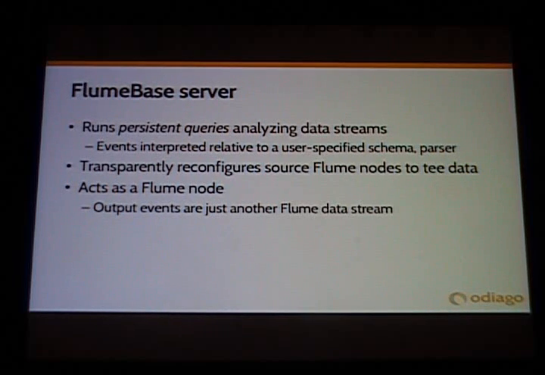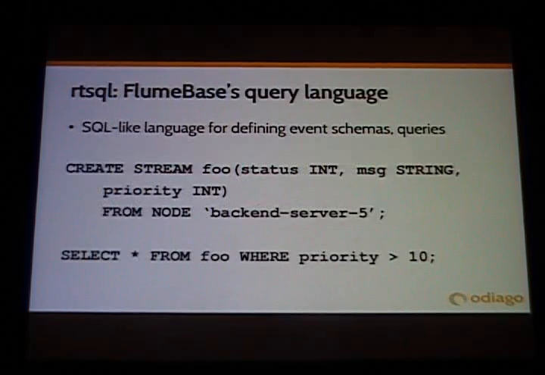When we need to pull in more source data from different Flume sources, the FlumeBase server will transparently go to the Flume nodes that are providing that information and reconfigure them to send their output to both their original destination and to the FlumeBase server. So you don't have to do any operational work to integrate this into the online topology. And as mentioned, the output looks to any consumers of it just like the input itself.